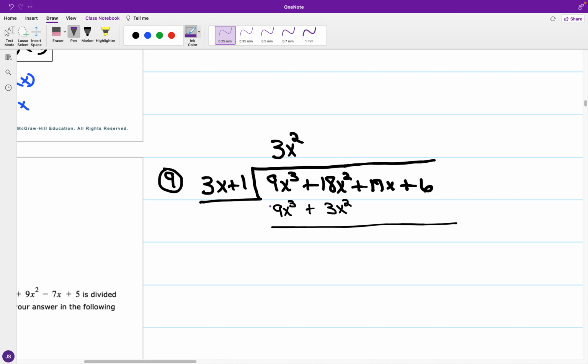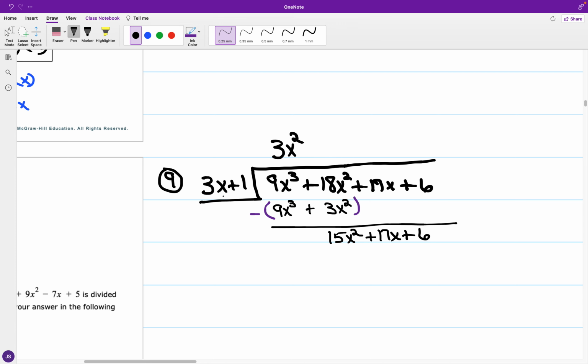Again, with long division, we're looking at row by row subtraction. So 9x cubed will go out, and so the cubes go out. Now for the squares, you have 18x squared minus 3x squared, so we have 15x squared. And now I'm going to bring down the rest of the terms, with 17x and 6.